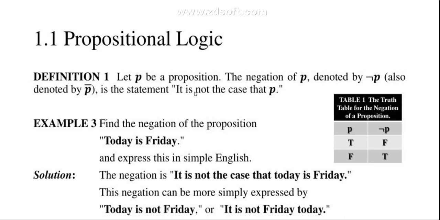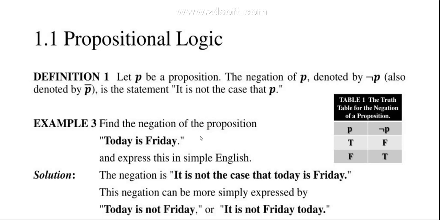This is the statement: it is not the case that P. So now we are seeing what kind of logic we are using here. Like example number 3, find the negation of the proposition: today is Friday. What is the opposite of this sentence? The solution is, the negation can be said this way: it is not the case that today is Friday. This negation can be more simply expressed as today is not a Friday, or it is not a Friday today.